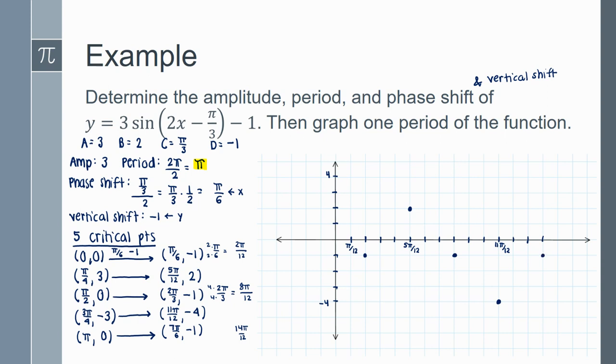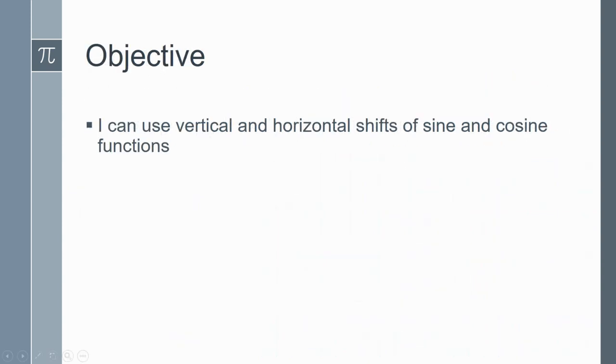Notice that when I'm connecting on the left side of that first point, it would be heading down, so I know I'm going to need an arrow pointing down. I'll curve up at the top, hit my next point, curve to go back up, and from there it would be heading up as well. So there is one sine period. Okay, so that's us using vertical and horizontal shifts of these sine and cosine functions.